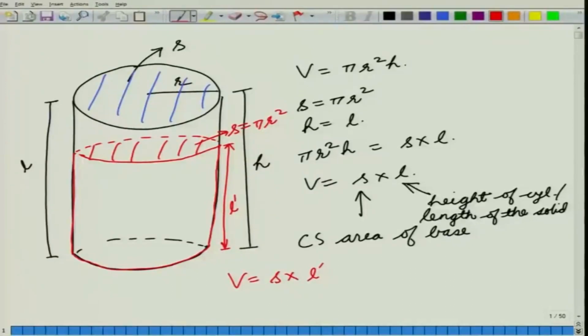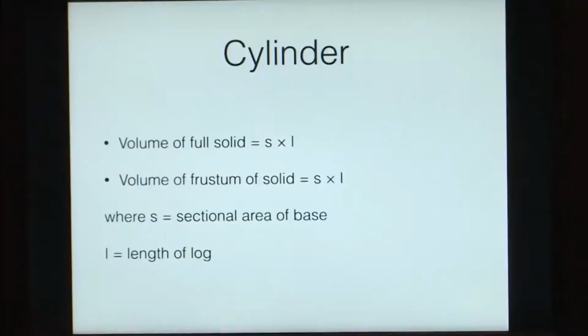So, coming back to the slides, the volume of the full cylinder, or the volume of the full solid, is given by S into L. The volume of a frustum of a solid is also given by S into L, where L now is the length of the frustum, and here S is the sectional area of the base and L is the length of the log or the length of the solid.